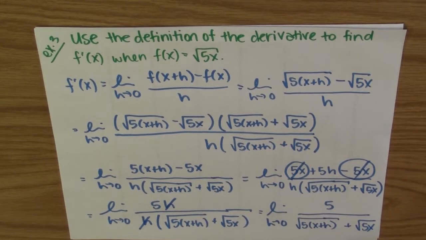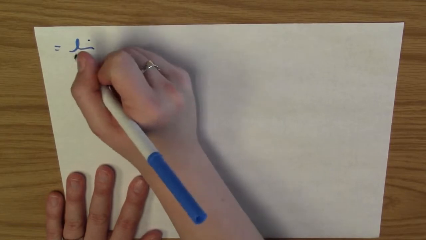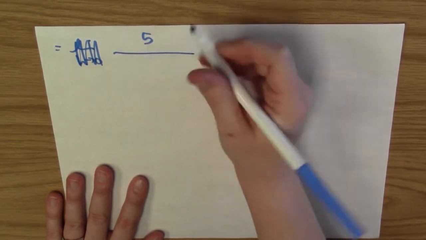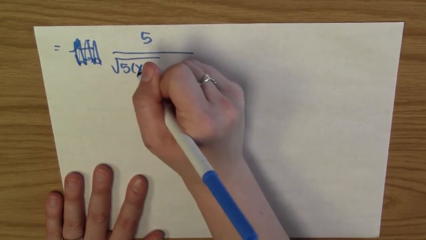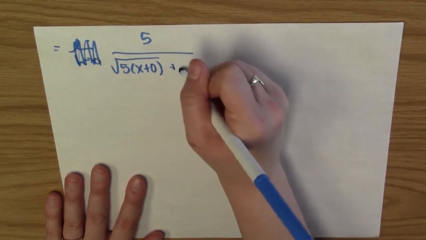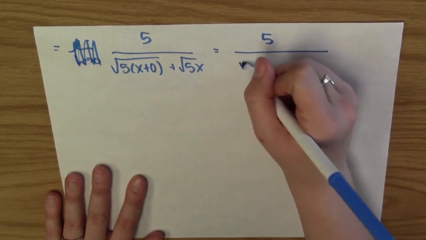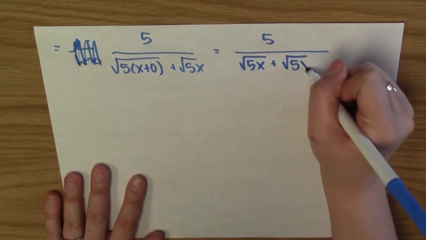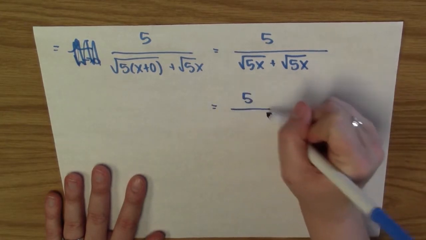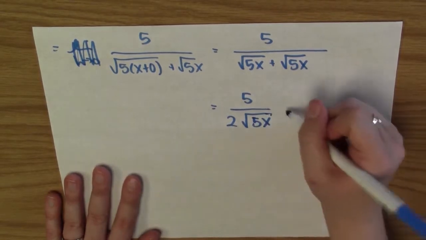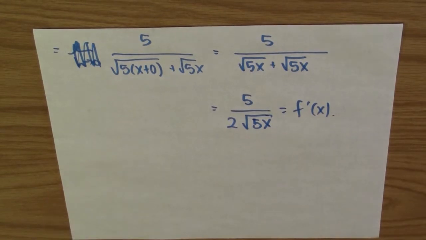Now I don't have an h by itself in the denominator, so I don't have any problems with plugging in h equals 0. Let's go ahead and do that. Now I have the limit as h approaches 0. Oops, no, we're going to plug in. We don't need the limit. 5 over the square root of 5 times x plus h, which is now 0, plus the square root of 5x. So simplifying, we get x plus 0 is just x, so this is square root of 5x plus the square root of 5x. Since I have two of them, we'll combine them together and get 5 over twice the square root of 5x. This is the derivative of the function that we're interested in.